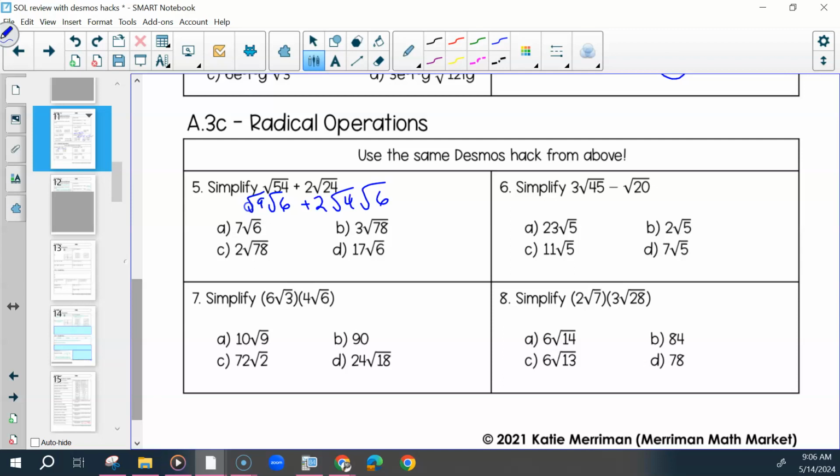And then the square root of 9 and the square root of 4 are whole numbers. We have 3 times the square root of 6 plus 2 times 2 times the square root of 6. So because of the radical that's left, I know it couldn't be B or C. I would multiply 2 and 2, and then add just the numbers on the outside.